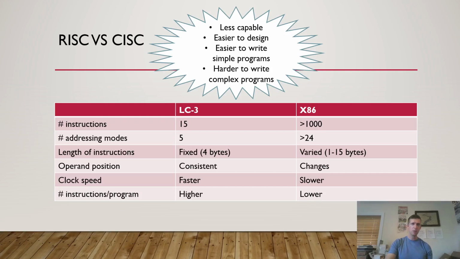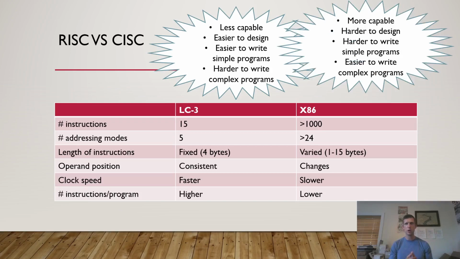The RISC-style computer is generally less capable than a CISC-style computer. It has fewer instructions that do fewer things. But that's going to make it easier to design. And you might be able to say it's easier to write simple programs on the LC3 because there's just a handful of instructions we have to understand. Harder to write more complex programs because we have to combine instructions in maybe strange ways to do the things we want to.